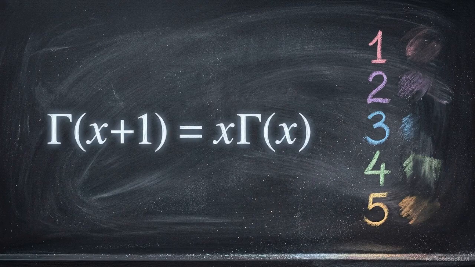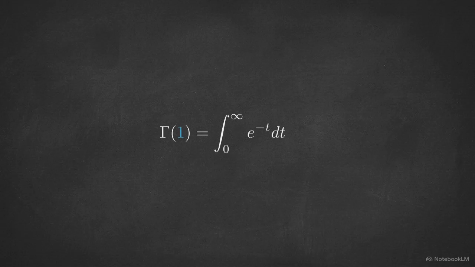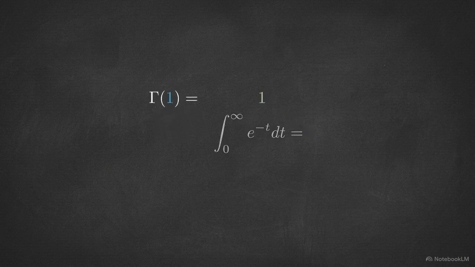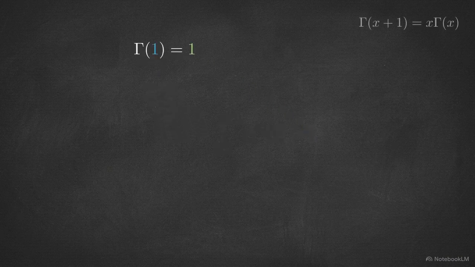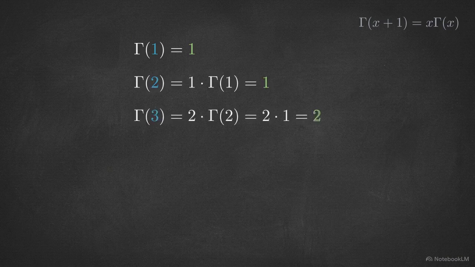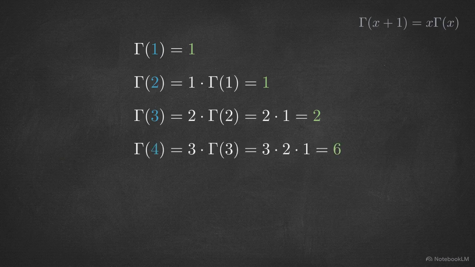Now that we have the recursive rule, we need to test it against actual integers to verify that the values align. We'll start with the simplest case. Evaluating the integral for an input of 1 gives us a result of exactly 1. Now we use our recursive equation for the next integer. Gamma of 2 equals 1 times gamma of 1, so the result remains 1. Moving higher, the pattern emerges. Gamma of 4 becomes 3 times 2 times 1, which is 6.